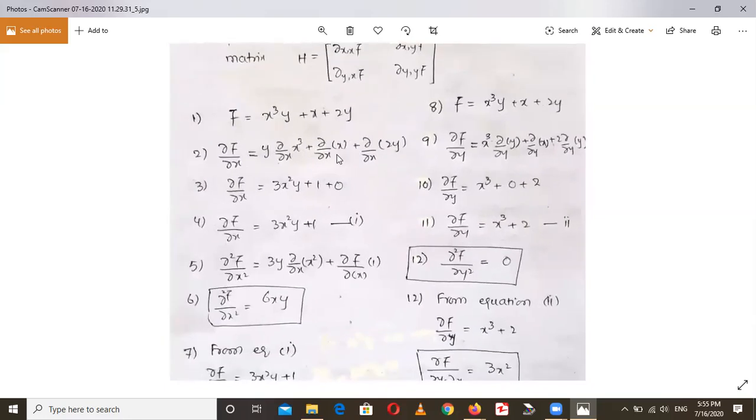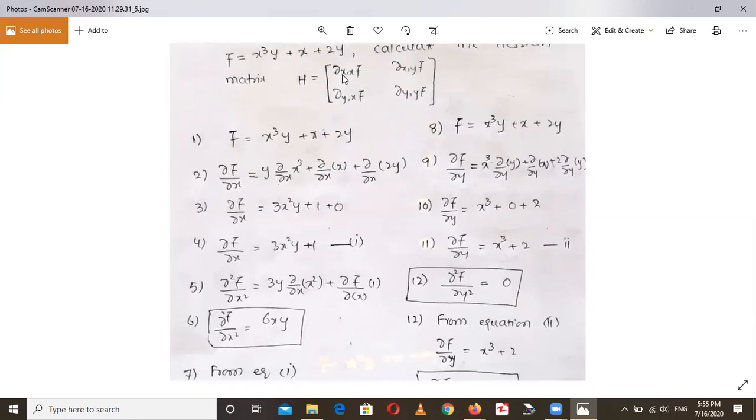Now, I told you this: when the term in the numerator and denominator become equal, the derivative will become equal to 1. So I put 1 here. And this is a constant, and the differentiation of a constant is equal to 0. So in step number 4, this will become 3x square y plus 1 plus 0, that is 1. So this becomes our equation number 1. Now, first we have to find del xx, which means differentiate this function two times with respect to x.